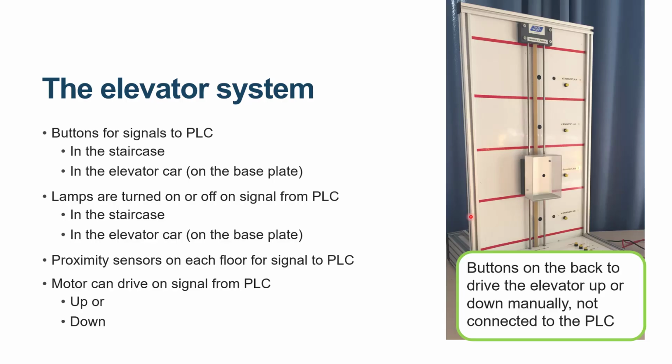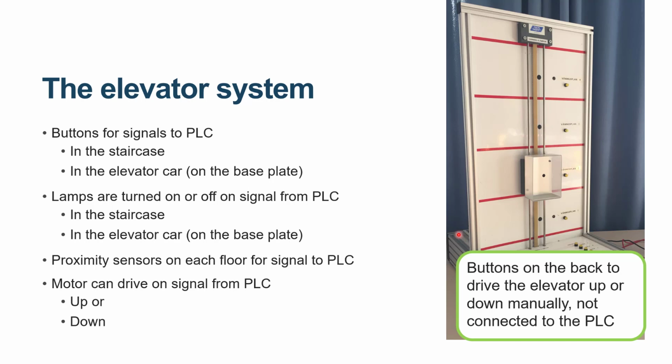This is a picture of the physical elevator model in the lab, where we have the elevator car, which can be moved up and down. We have buttons both in the staircase here and in the elevator car, but they are not in the elevator car, they are on the base plate here. Those buttons can be used for placing an order, for example. There are lamps in each button, which can be lit from the PLC program, both in the staircase and in the elevator car. On each floor, there are proximity sensors indicating when the elevator car is there.